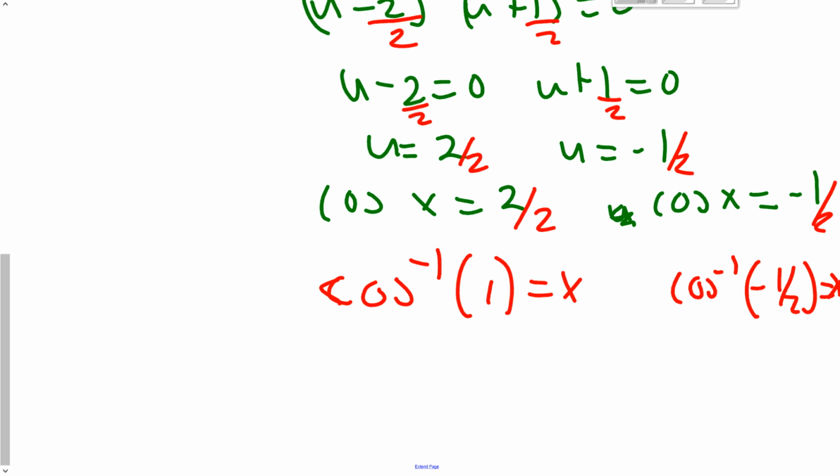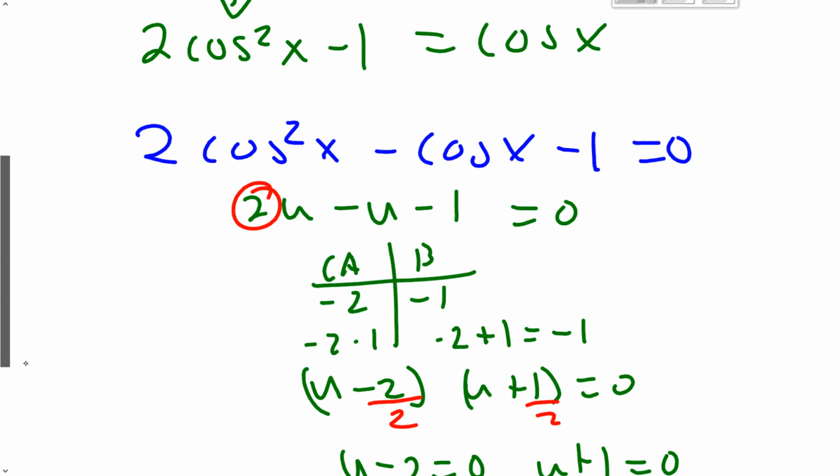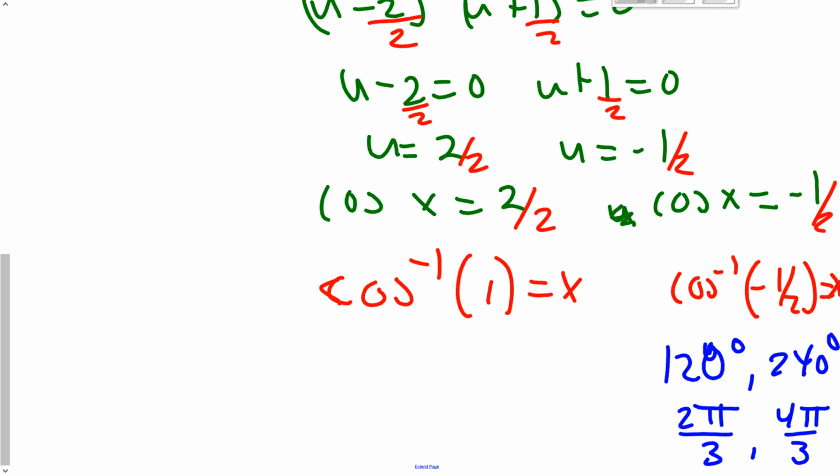So -1/2 would be, since cosine is negative in the second and third quadrant, at 120 degrees and at 240 degrees. Unless I'm doing radians, then that's 2 pi thirds and 4 pi thirds, which I think I am. Yeah, so in radians. And then where's cosine 1 at? That is at 0, correct? So at 0 degrees or 0 radians. So there are my answers for x, all 3 of those.